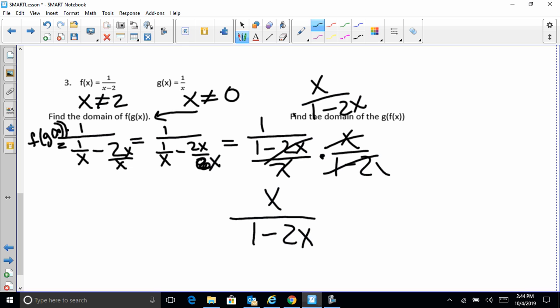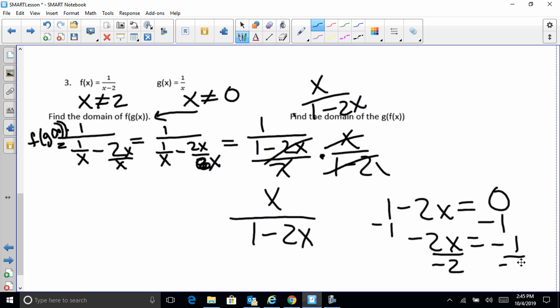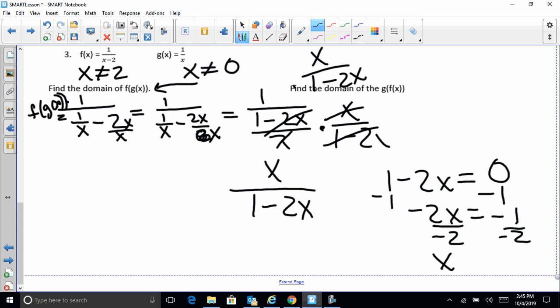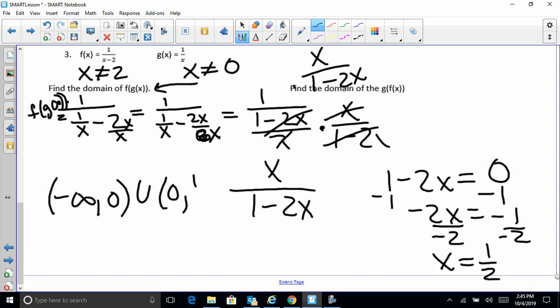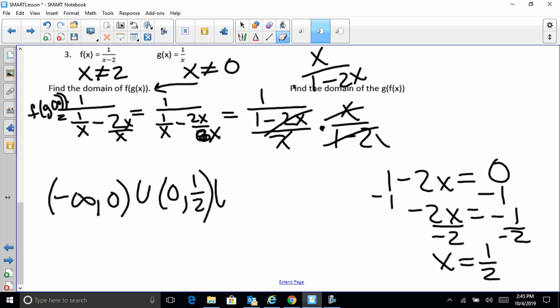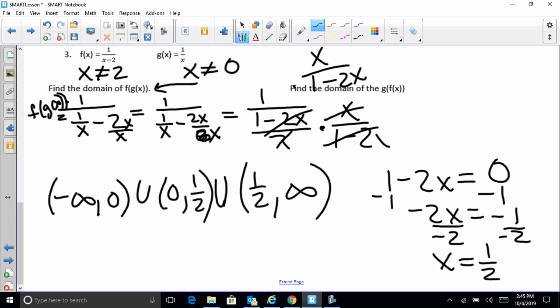So I think, is there a restriction there? Well, what would make that denominator 0? There is a restriction, and that restriction is 1/2. So we had two restrictions on this one. We had 0 and 1/2. So our domain for our composition is negative infinity to 0, union with 0 to 1/2, union with 1/2 to infinity. It would be anything but 1/2 and 0.